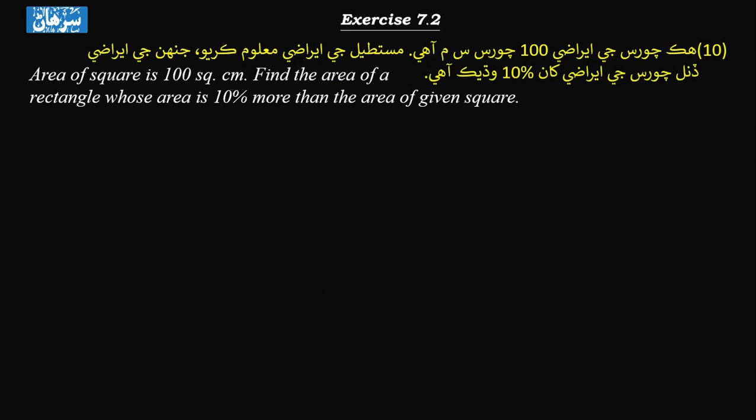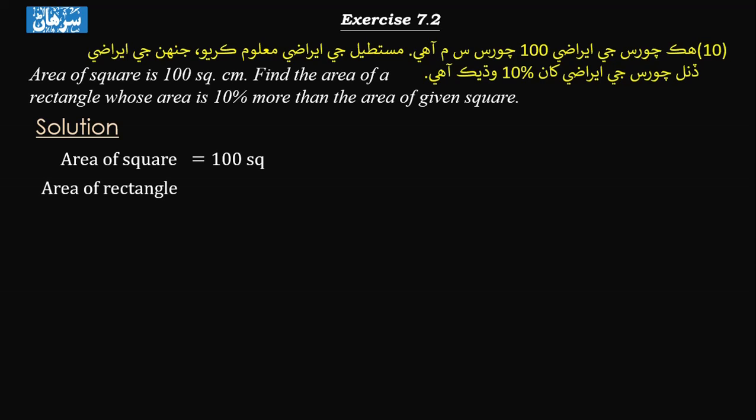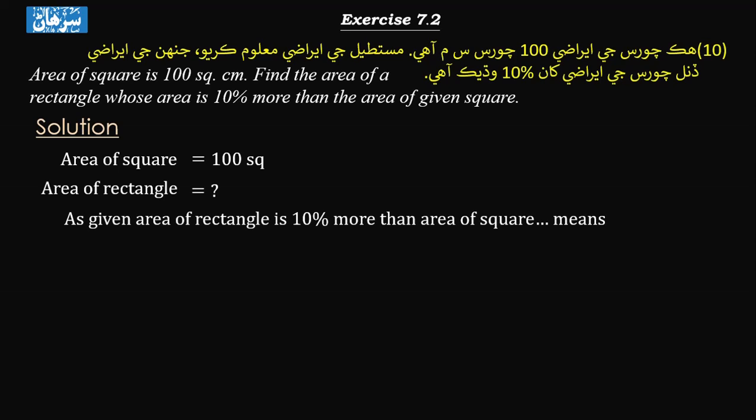The area of a square is 100 square centimeter. Find the area of a rectangle whose area is 10% more than the area of the given square. Solution: the area of a square is 100. The area of the rectangle, you have to find it. As given, the area of a rectangle is 10% more than the area of the square, means 100 into 10 percentage.